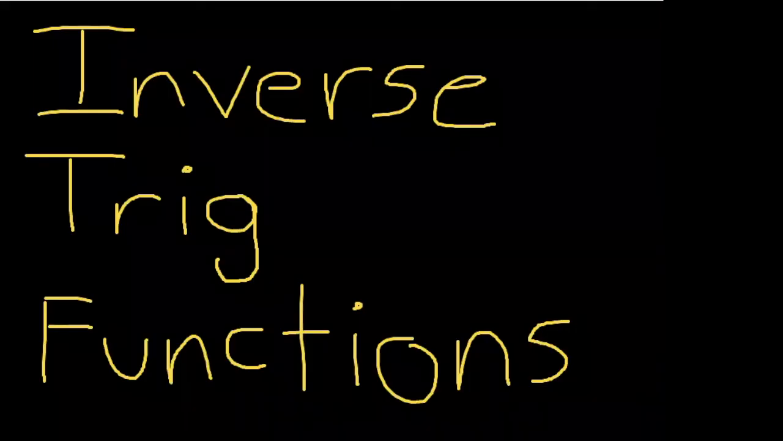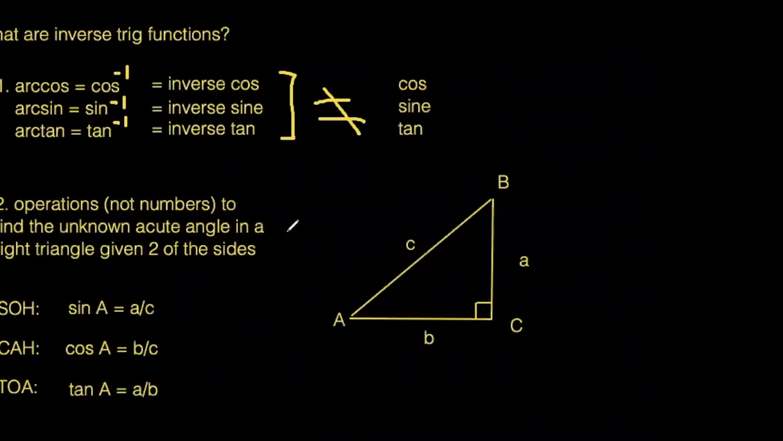Today we're talking about inverse trig functions. The first thing I want to talk about is the notation. If you see arc cosine, that's the same as cosine to the -1, which is the same thing as inverse cosine. So all of these mean inverse cosine, all of these mean inverse sine, all of these mean inverse tangent. So be prepared to see the different types of notation.